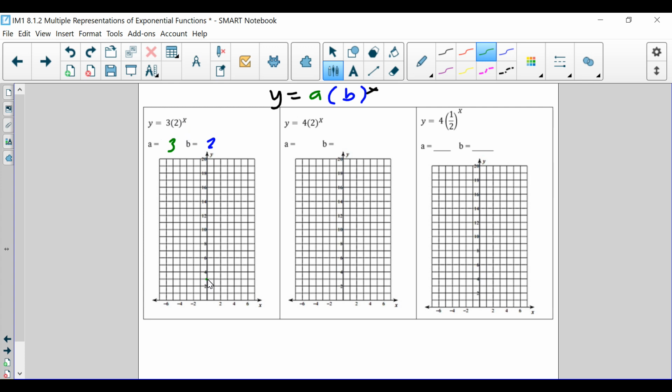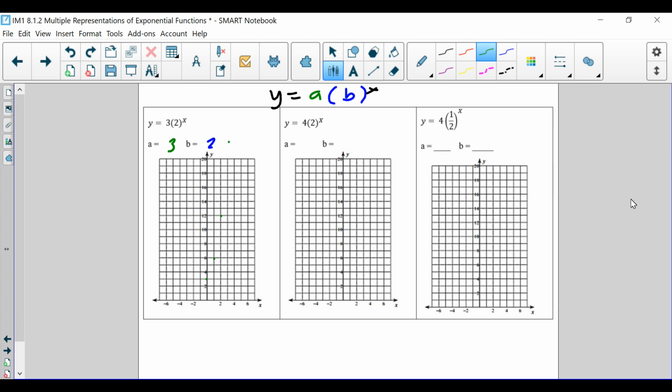So the first value is 3. What do you think the next value is? 3 times 2 would be 6. And then 6 times 2 would be 12. And then 12 times 2 would be 24, which is way up here.